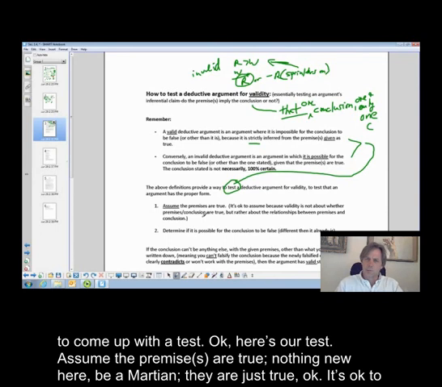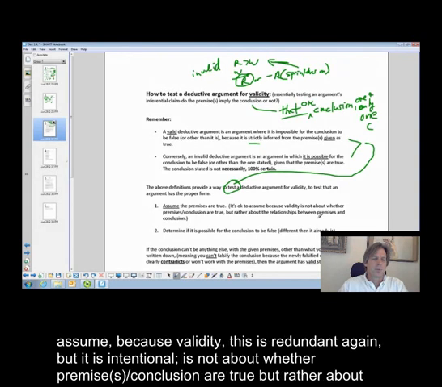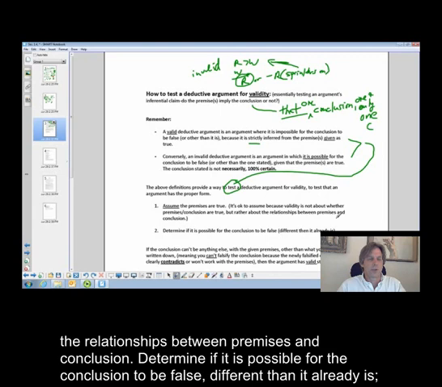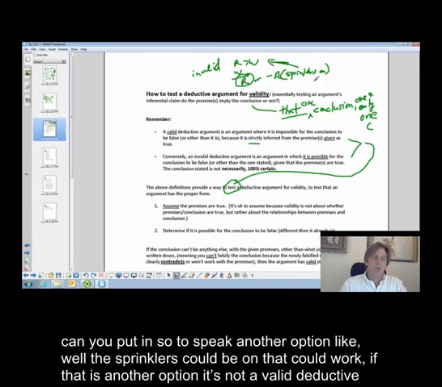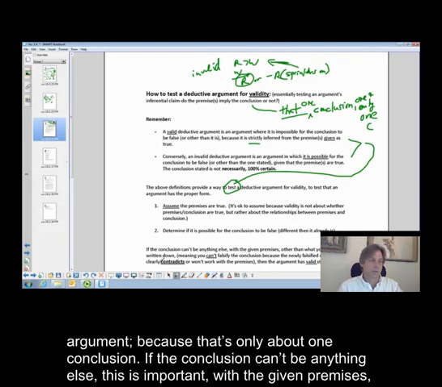Assume the premises are true, nothing new here, be a Martian, they're just true, okay? It's okay to assume because validity, this is redundant again, but it's intentional, is not about whether premises and conclusion are true, but rather about the relationship between premises and conclusion. Determine if it is possible for the conclusion to be false, different than it already is. Can you put in, so to speak, another option like, well, the sprinklers could be on and that could work. If that is another option, it's not a valid deductive argument because that's only about one conclusion.